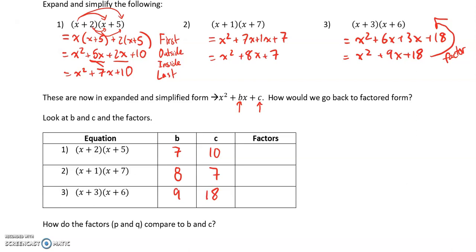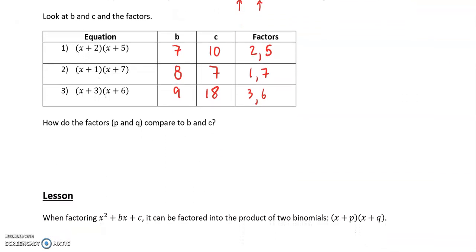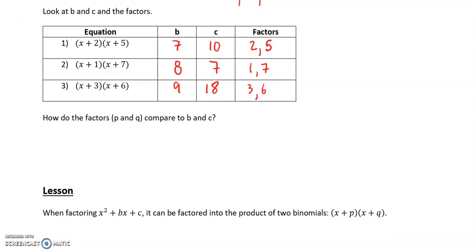Okay, well, we want to also list the factors. Well, what are the factors? The factors are the numbers that are in the brackets. And so in that first case, we had 2 and 5 in the brackets. In the second case, we had 1 and 7 in the brackets. And in the third case, we had 3 and 6 in the brackets. And so what I'm asking you here is, what do those factors have to do with b and c? How do they actually compare?